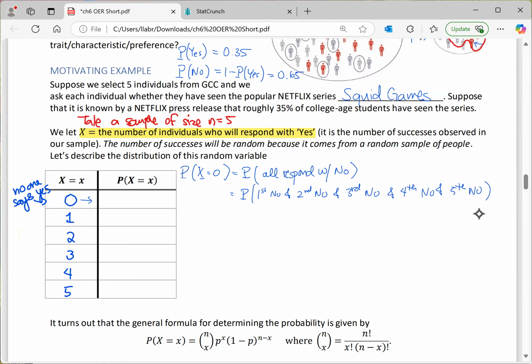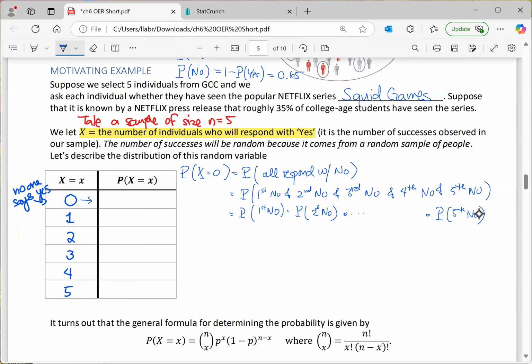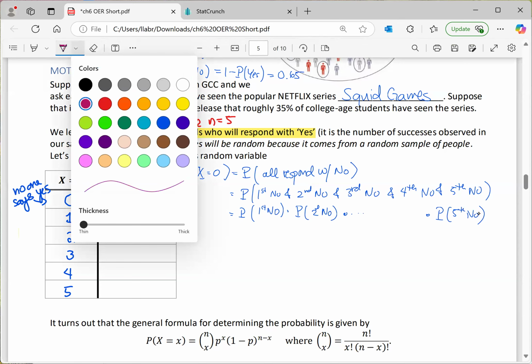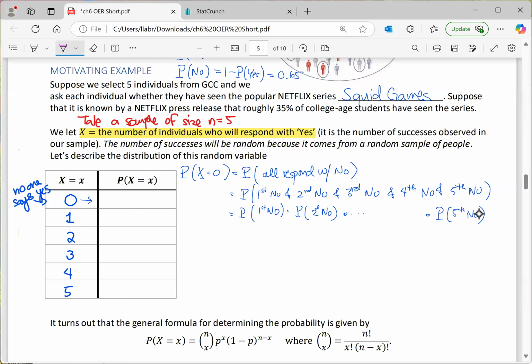So we saw this because of the and nature. That is the multiplication rule. So this would be the probability that the first one says no times the probability that the second one says no. And we'll just keep going until we get to the very last one, the probability that the fifth one says no. And here's something pretty interesting. Because I'm taking a sample, and we already know that the samples have to be random, we're going to go ahead and say, because there's a random sample of people, the individuals selected are independent.